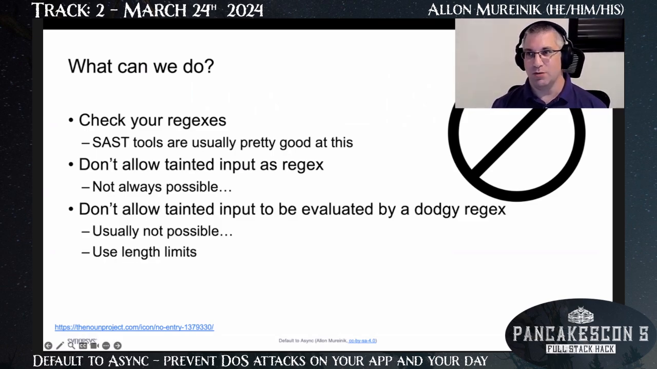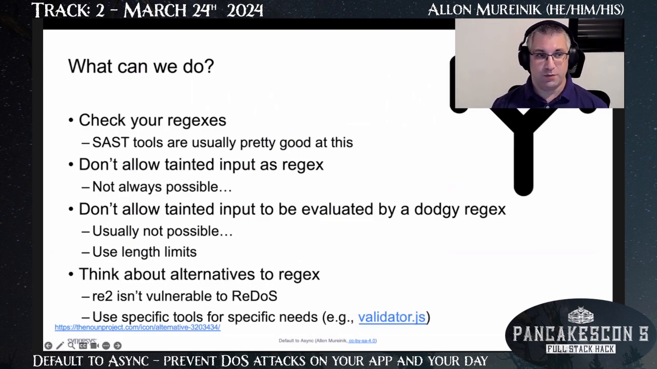Also, if you can, don't allow user-controlled input to be evaluated by a regex you know might be dodgy. Again, if you can. If you can't avoid this, at the very least, use length limits. It's a really cheap, really fast check that you can apply before even going to a regex.